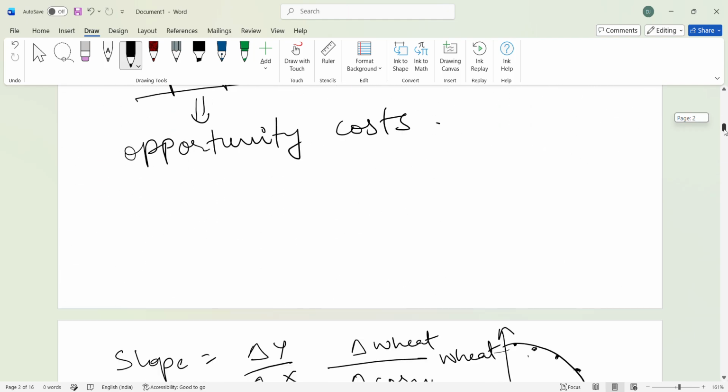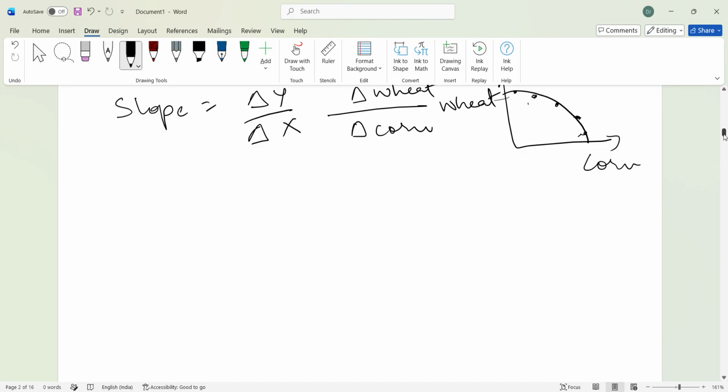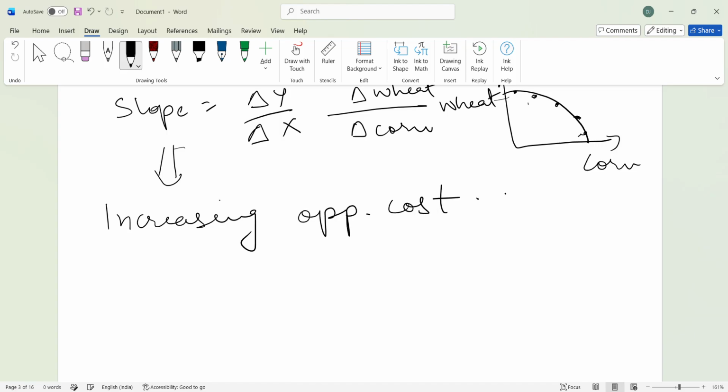So every time I'm going down, my slope is increasing. Now, when this happens, then we say that the production possibility curve has an increasing opportunity cost. Right? When the slope is increasing at every point, that basically means that every time you want to produce 1 more unit of corn, you have to sacrifice more and more units of wheat. That's what increasing opportunity cost means. That the slope of this curve is increasing from one point to the other.